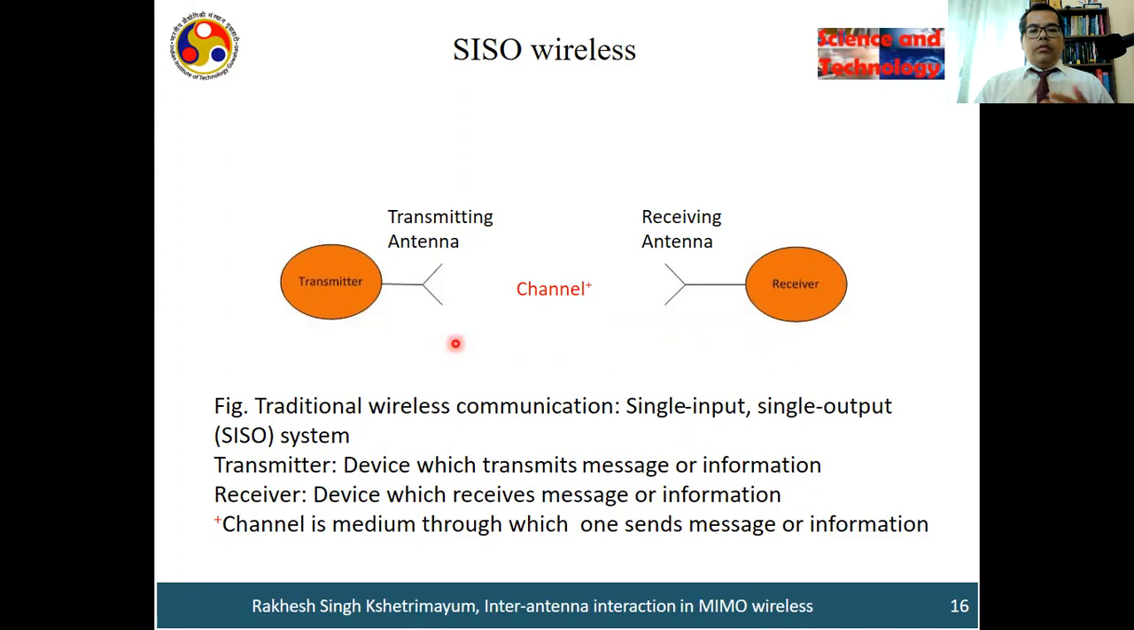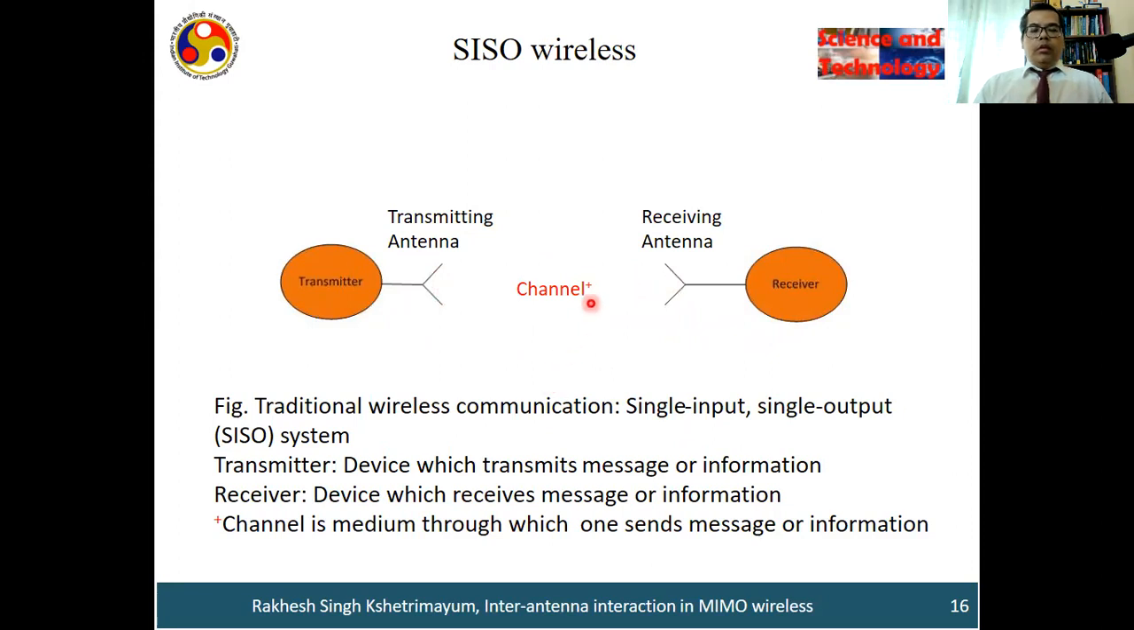And you know that all wireless communication devices employ an antenna. This Y-shaped symbol is for the antenna. We have one of them here at the transmitter and one of them here at the receiver. So signals come out from this transmitting antenna, and the signal is received by this receiving antenna.